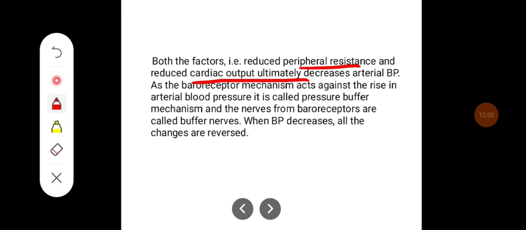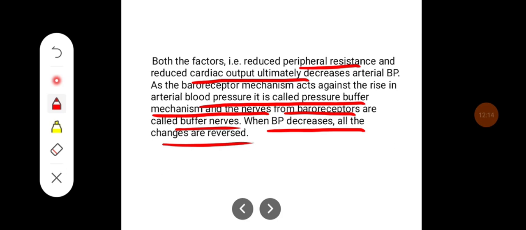As the baroreceptor mechanism acts against the rise in arterial blood pressure, it is called the pressure buffer mechanism, and the nerves from baroreceptors are called buffer nerves. When blood pressure decreases, all the changes are reversed.